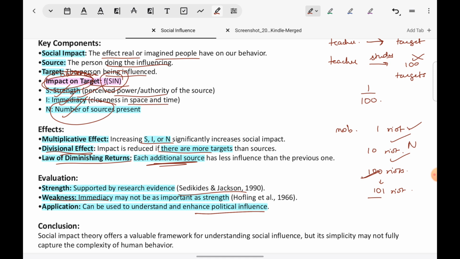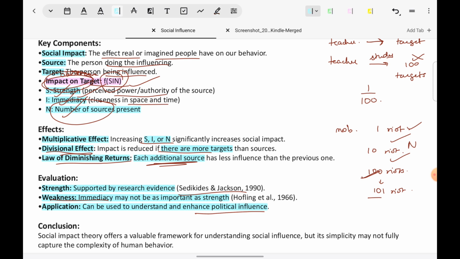Let's take a very simple example, like paying taxes. Individuals tend to evade taxes as much as possible. Many individuals do that. So to get them to obey and pay the taxes, the government can make use of the SIN formula. As one example, they could send their authorities to the doorsteps of these individuals who are evading taxes. That would create immediacy, having the authority right in front of them. And perhaps it could be tested out that this could increase the obedience towards paying taxes.